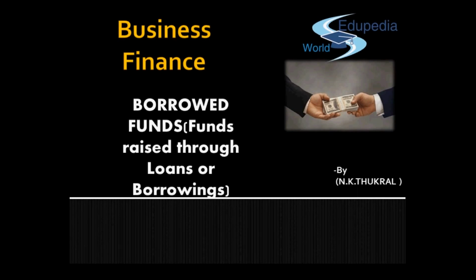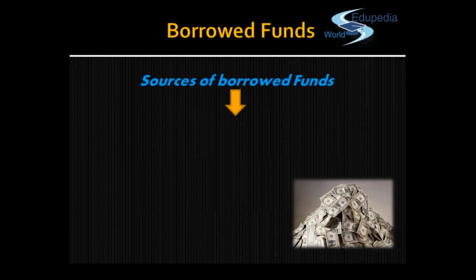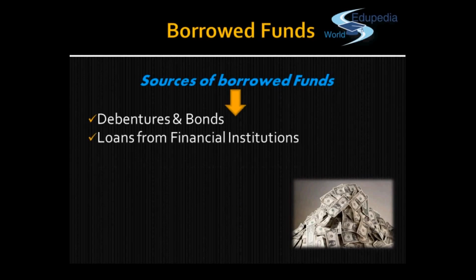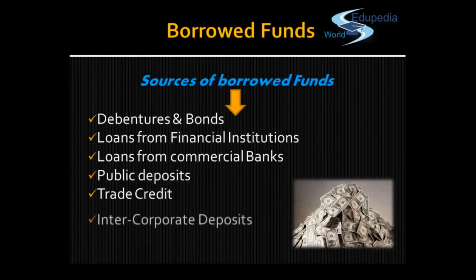Now let us see what the sources of borrowed funds are. There are various sources of borrowed funds. Let us take them one by one. Number one is debentures and bonds. Number two is loans from financial institutions. Number three is loans from commercial banks. Number four is public deposits. Next is trade credit, and next is intercorporate deposits. Let me brief you one by one.